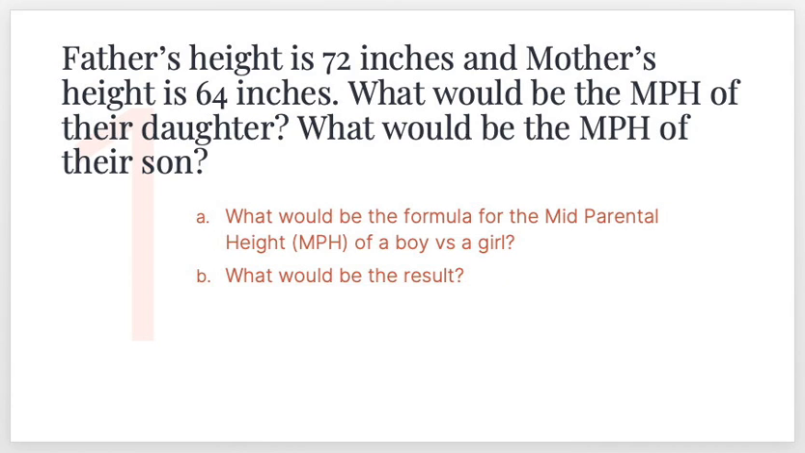Okay, my first question says that the father's height is 72 inches, or 6 feet tall, and the mother's height is 64 inches. What would be the mid-parental height in the event that they have a daughter, and what would be the mid-parental height in the event that they had a son? And so what would be the result?